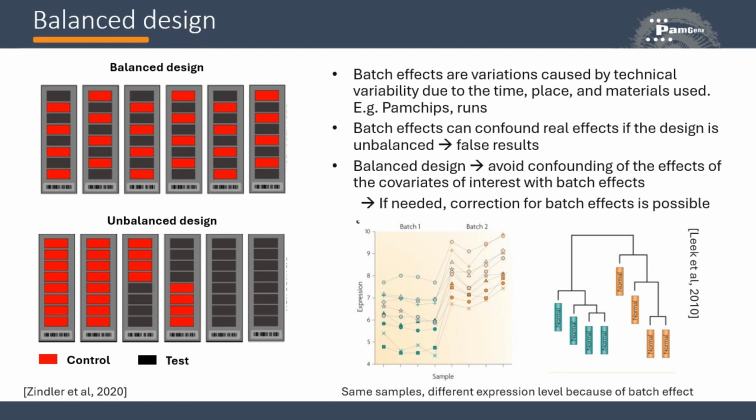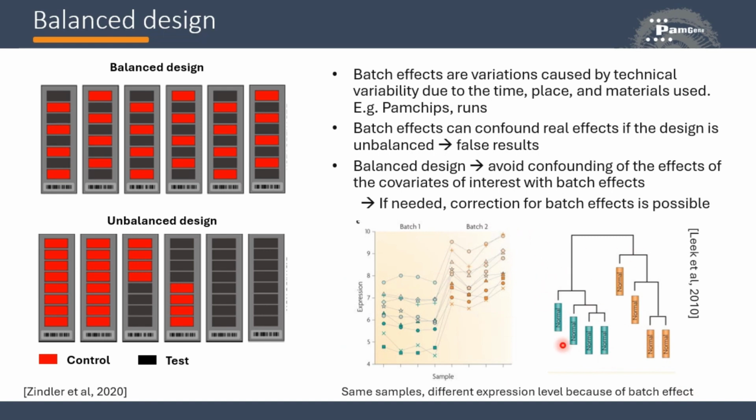PamGene experiments are carried out using chips, which are small technical batches. It is important for correct data analysis that we design the experiment in a way that conditions are balanced over these technical batches. This is called a balanced design. The reason for this is that there can be variations caused by technical batches. For example, you can see here that even though the same samples were used, batch 2 has higher expression level.